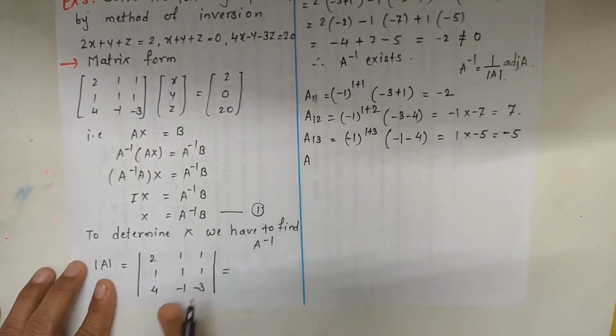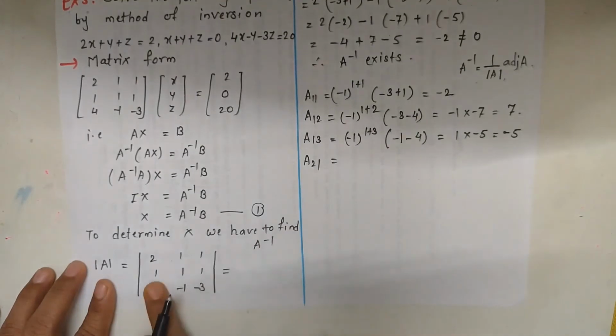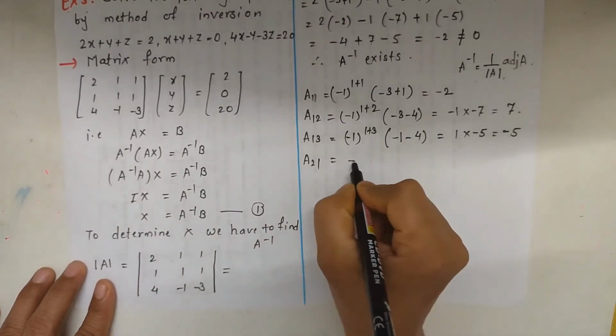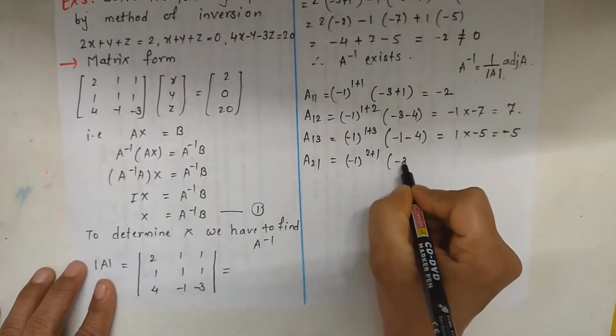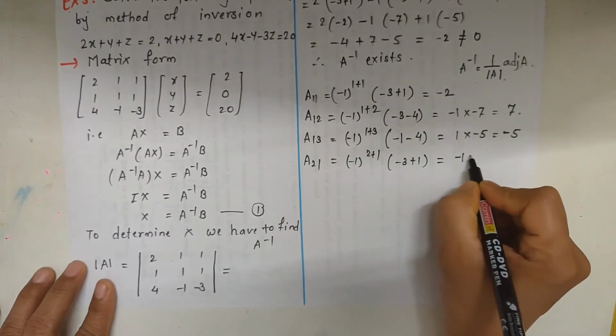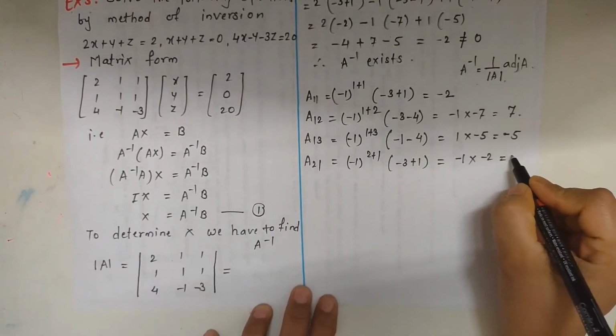Now the next element is the second row, first column element A21. Eliminating the second row and first column, we get minus 3 plus 1 is equal to minus 1 into minus 2, which is equal to 2.